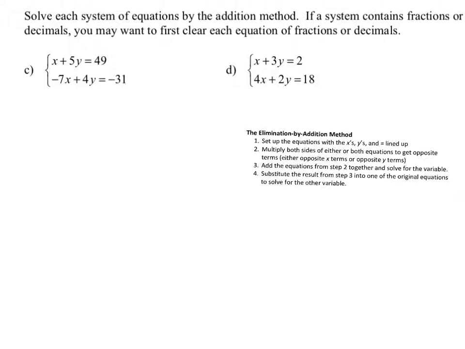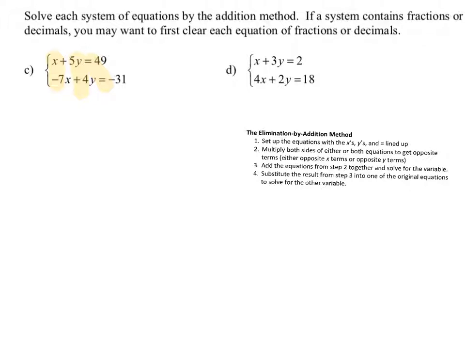All right, let's look at example C. See if step number 1 is done for us. Do we have the equations all lined up? So we have the x's lined up, the y's lined up, the equal signs lined up. But step number 2 is not done for us. We don't have opposite terms. Notice we have x and minus 7x. Those are not opposites. And 5y and 4y, those are not opposites.